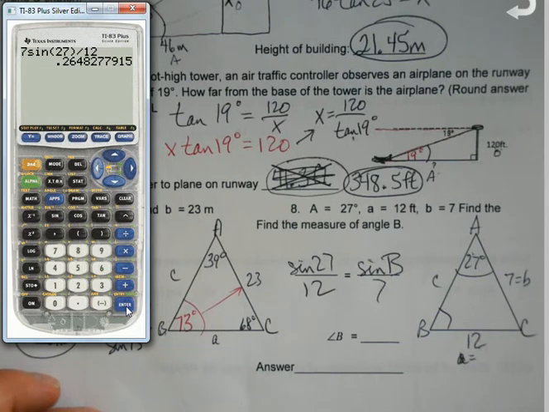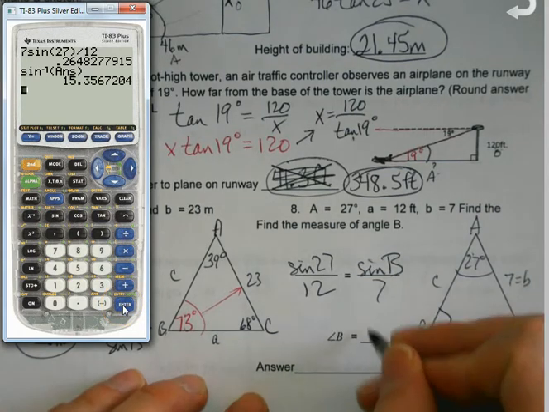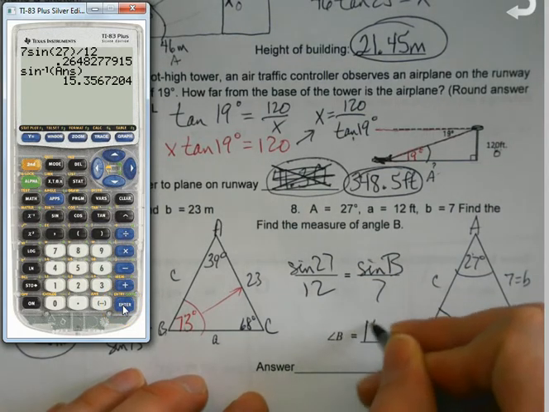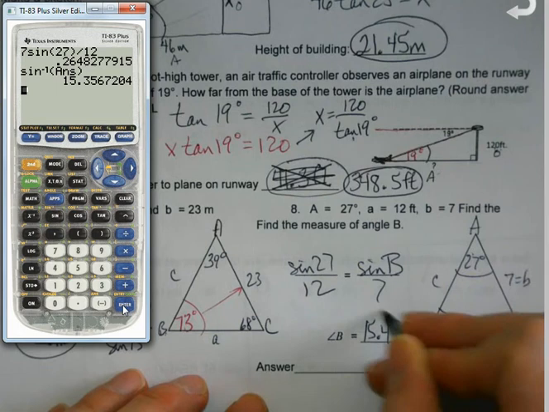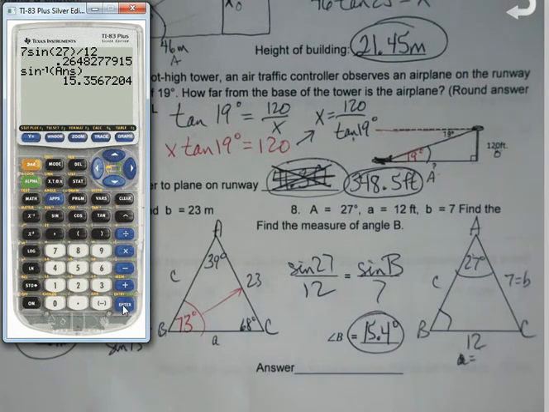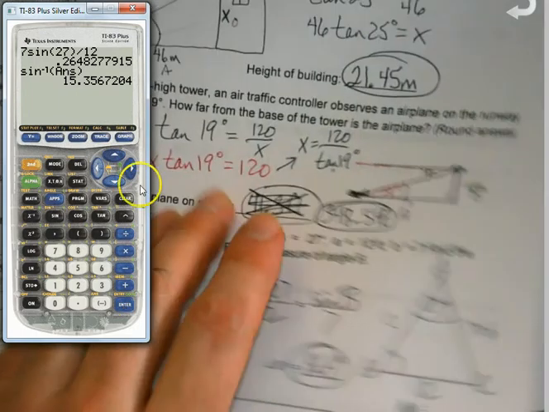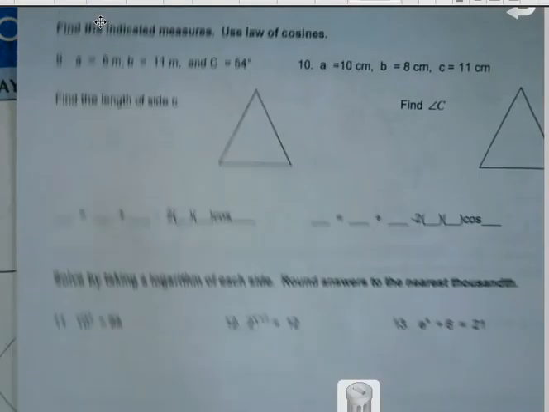So now is that my answer? Hopefully you've said no at this point. So what do I do to actually find my angle of B now? Right, hopefully second sine and plug that decimal in. So angle B is about 15.4 degrees. And I don't know why I left you a spot for the answer, because we just found it. All right, to the back.